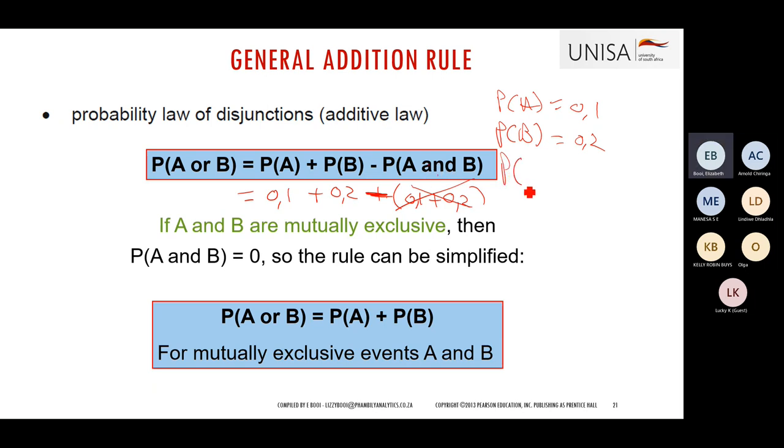They should give you the probability of A and B as 0.05, if possible. They are different because this is a joint probability. This is a simple probability. This is a simple probability. You cannot add the simple probabilities to find the joint probability, but you can add joint probabilities to find a simple probability. Remember that, right?